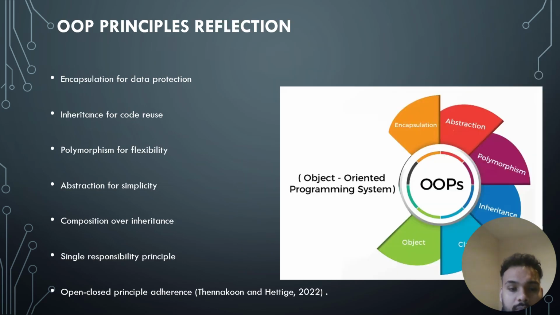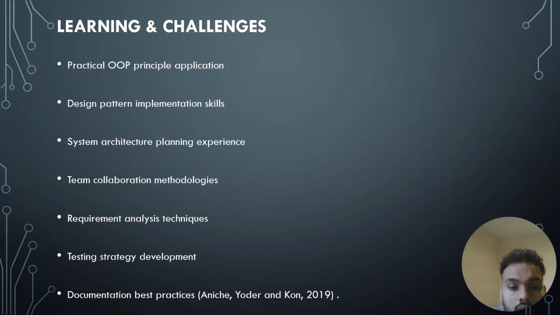Next are the OOP principles. We applied abstraction and other principles in the development of our system. We ensured encapsulation to protect data by keeping attributes private and exposing them only through required behavior and methods, which maintains data integrity and security.